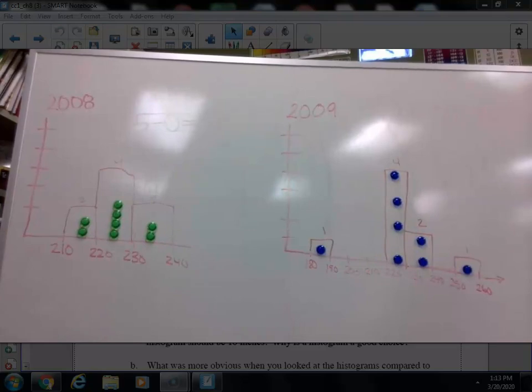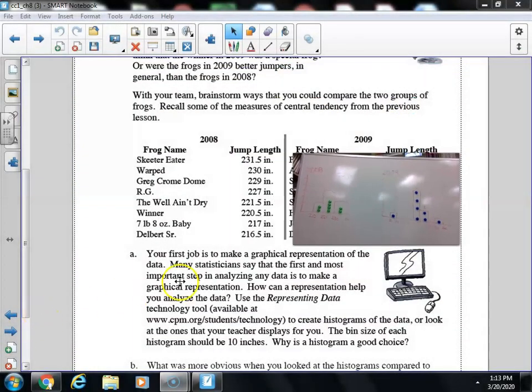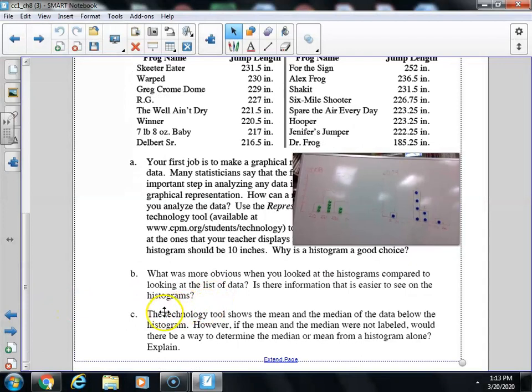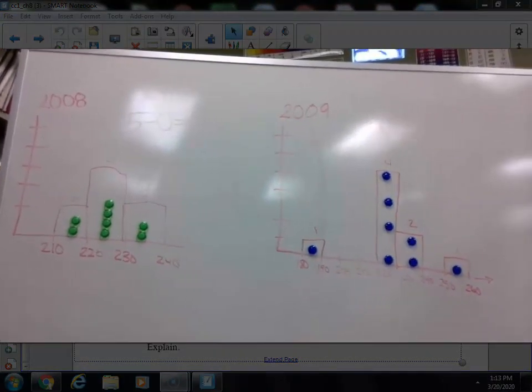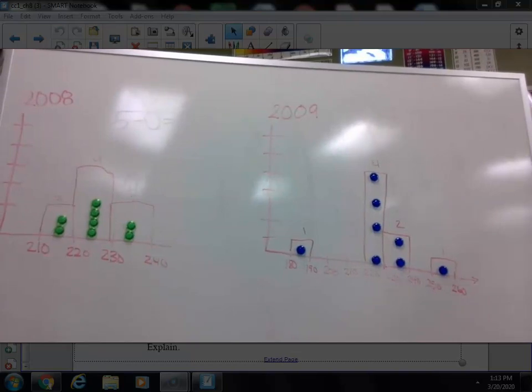So question C says the technology tool shows the mean and the median of the data below the histogram. However, if the mean and the median were not labeled, would there be a way to determine the median or the mean from a histogram alone? Go ahead and pause the video and think about: could we go back to our two histograms and find the mean or the median?